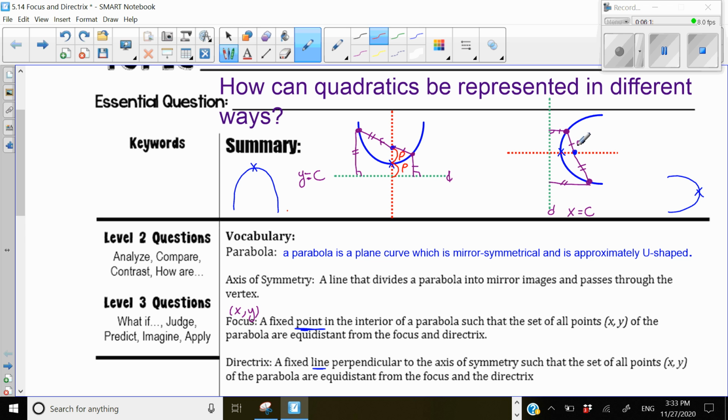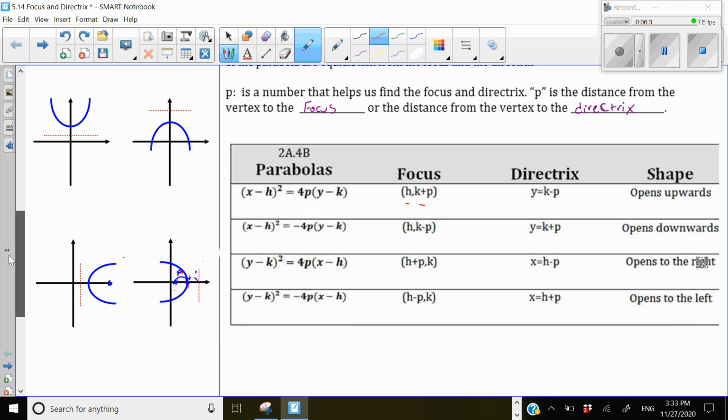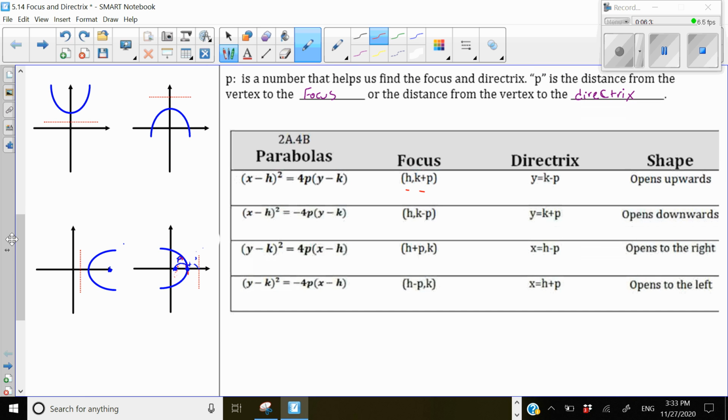If my parabola looks like this, the distance between focus and vertex is P, and the distance between vertex and directrix is also called P. So that's P. Now let's see how the equation looks in each case.